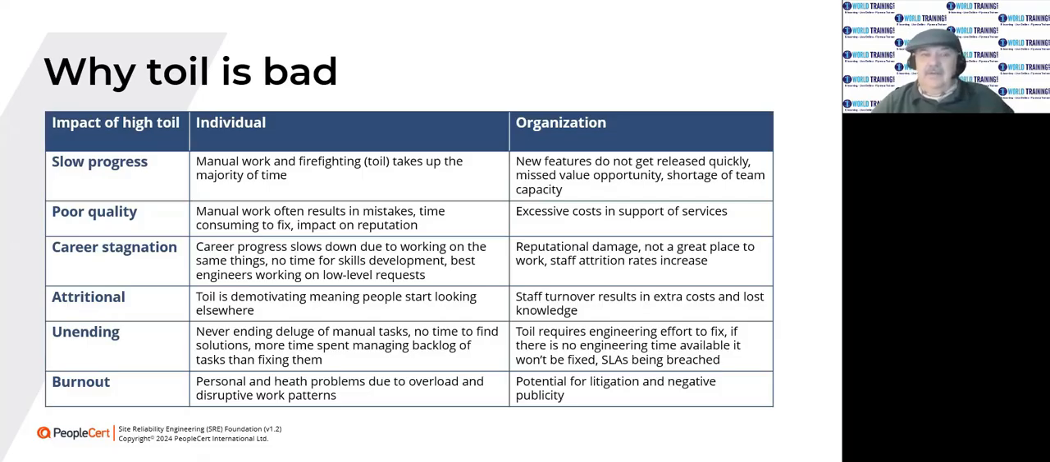Unending. If you get into a situation where you can never get ahead, right? Because there's so much toil, you can't get time to work on other things. You're constantly managing a backlog of toil items. That's really just stressful. And that can affect the organization level. You never get time to really build a proper solution to something. You're just constantly dealing with things manually. Maybe there's no engineering time available to fix it properly. That may result in overload and service level agreements, service level objectives being missed potentially.